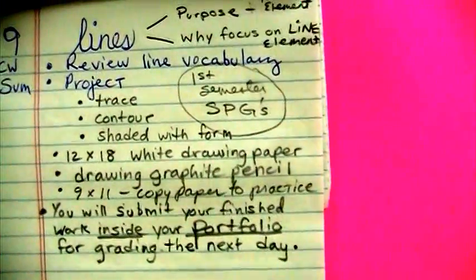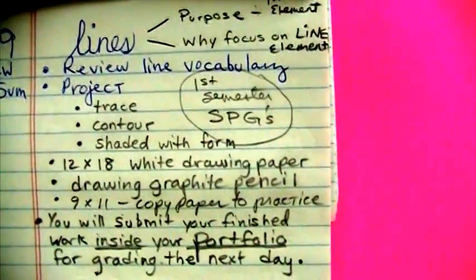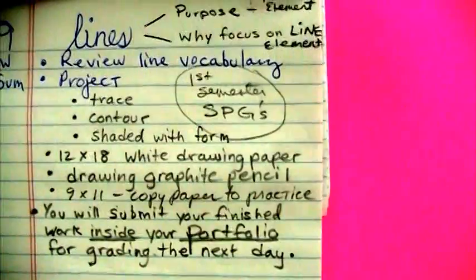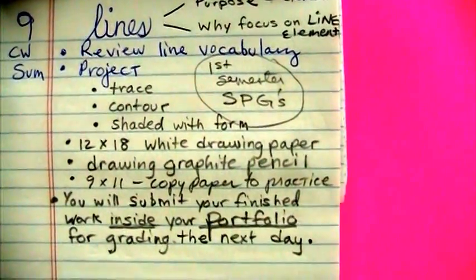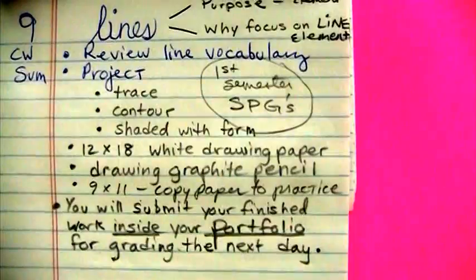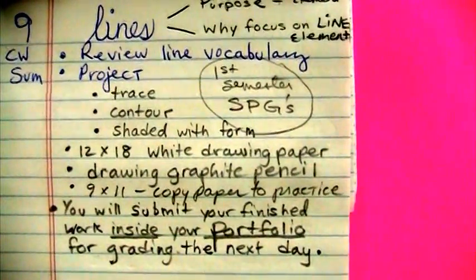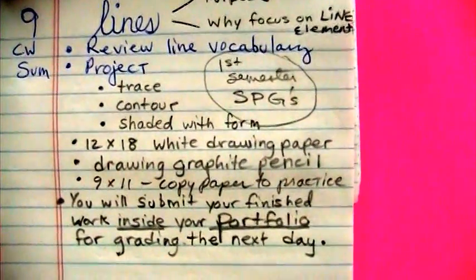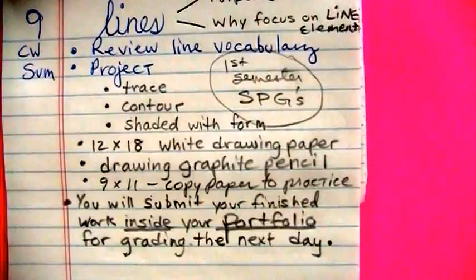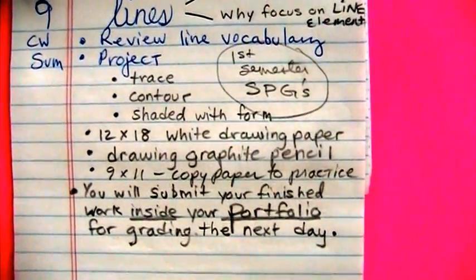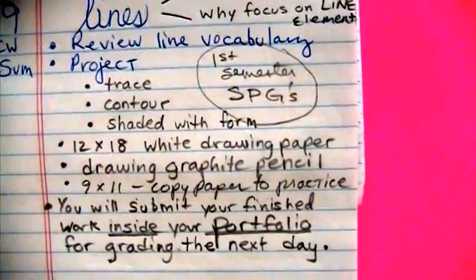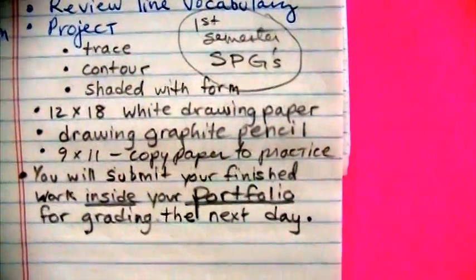We talked again about lines, the element of lines, and what the purpose is of studying all about lines. And we talked about how lines can determine so many things in a work of art: the gesture, the mood, the function, perspective. It can be an outline. It can show personality. We've had a good discussion on this in class.